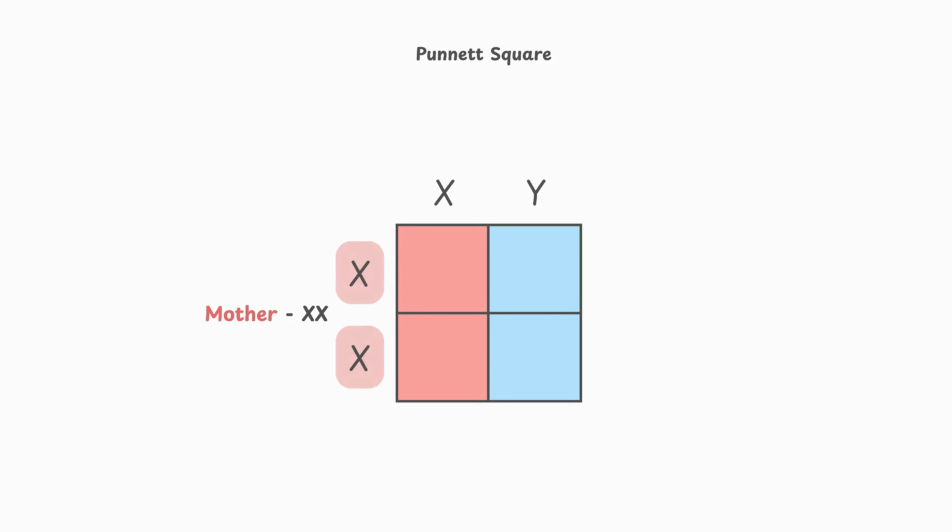First, let's examine the mother. The mother has the sex chromosomes XX. Because she has two X chromosomes, every egg cell she produces will always carry only an X chromosome. Now let's examine the father. The father has the sex chromosomes XY. This means his sperm cells can carry either an X chromosome or a Y chromosome. So the father can contribute one of two possibilities. Now, when fertilization occurs, one sperm joins with one egg. Let's combine these possibilities using the Punnett square.